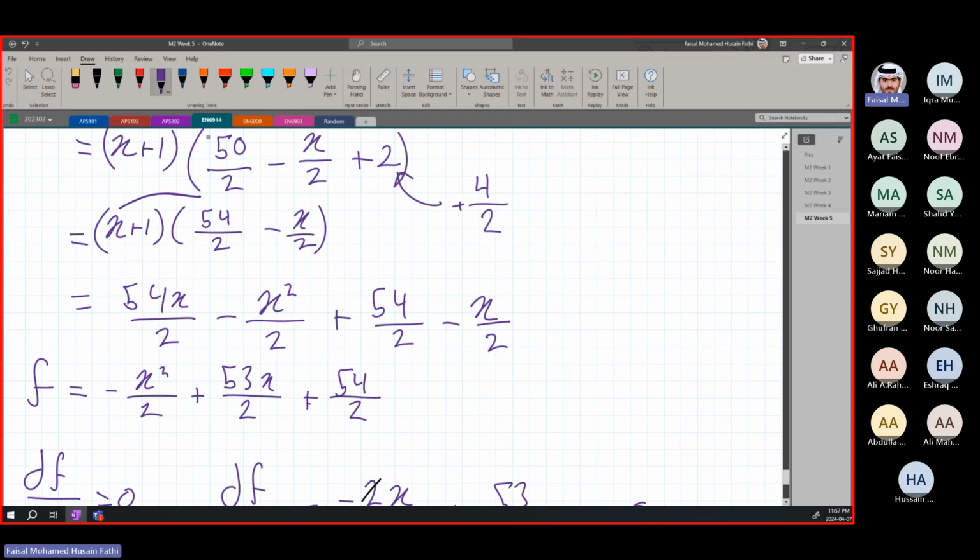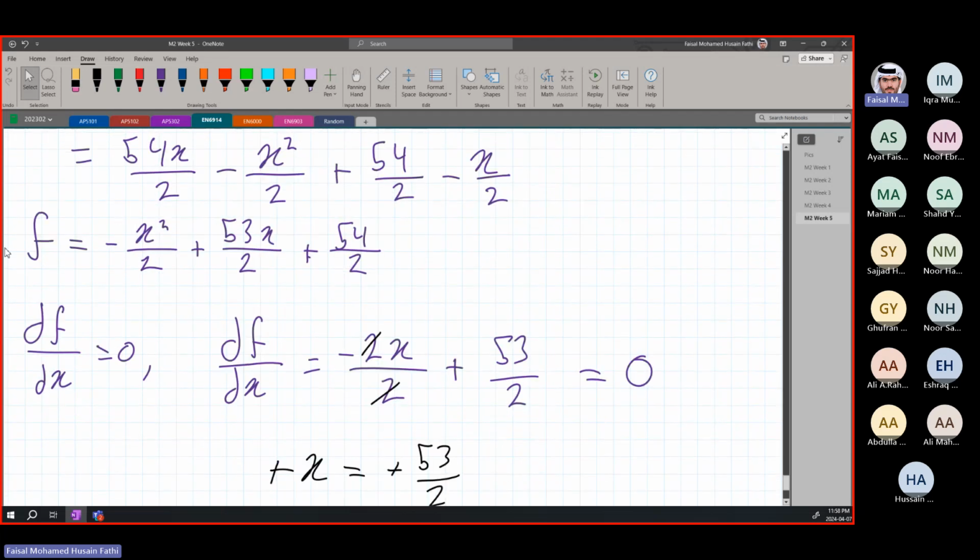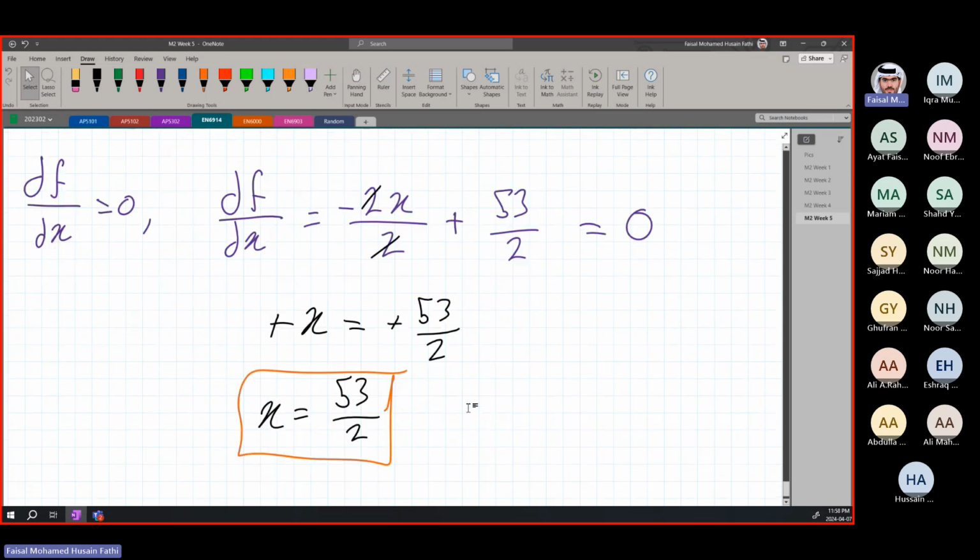Then we did distribution, and we simplified this. After the simplification, we came out with f, this final function over here. And then we did the differentiation for the function and solved as we usually do.